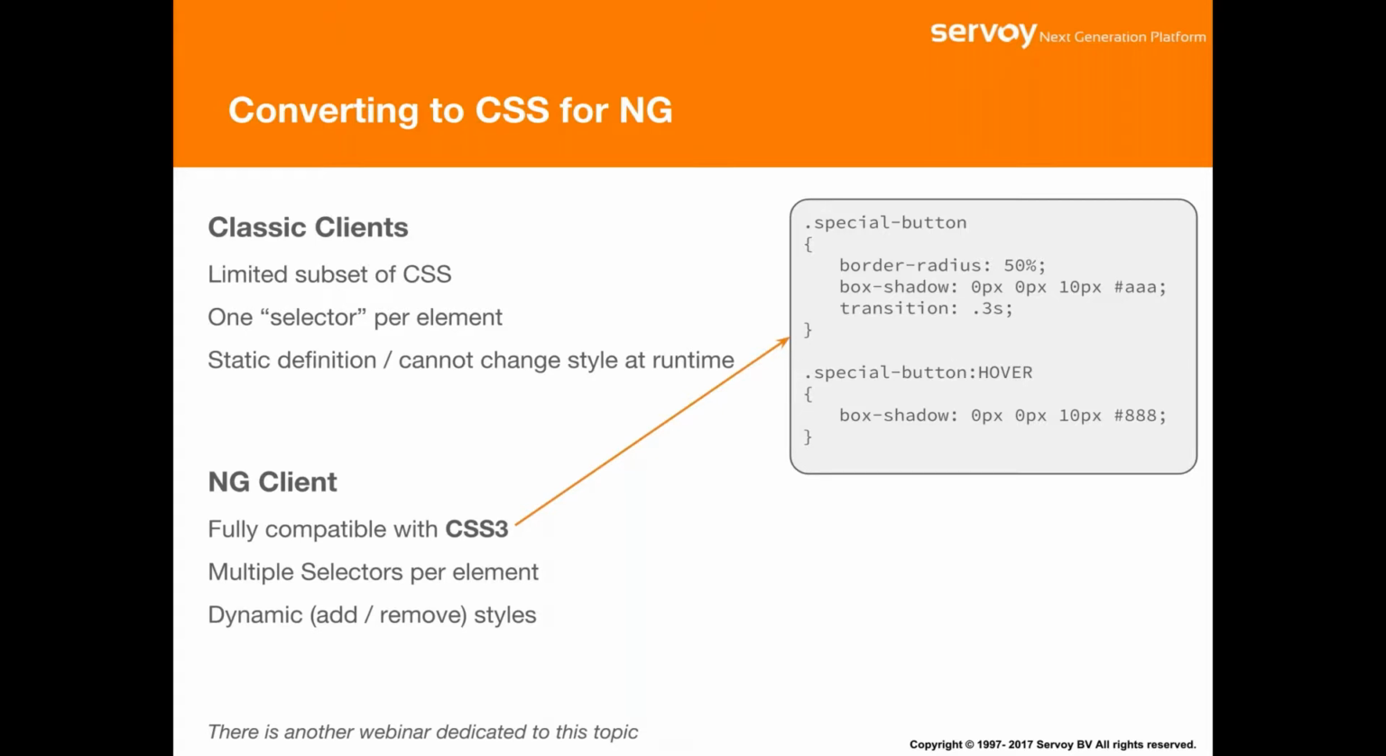Also in the NG client, we're fully compatible with CSS3, so I highlight over here on the right some things that would never work in the classic client, like having a border radius of 50%, which essentially gives you a circle, doing things like a box shadow, doing things like transitions. So let's say you like that nice when you hover over a button and maybe the box shadow gets a bit darker, maybe the background color gets a bit lighter, and then as you mouse out, it sort of fades away slowly, maybe a third of a second with the transition. All of those things you can now do in the NG client.